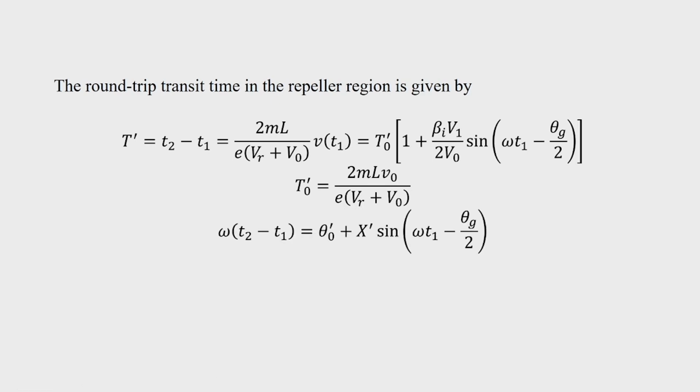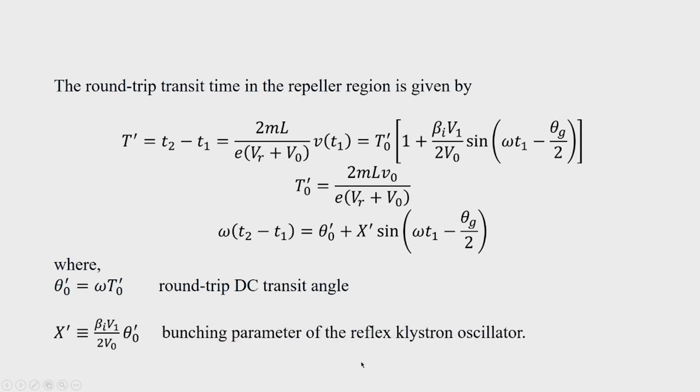Now, the transit angle can be found out by multiplying T 2 minus T 1 by omega, and this can be written in the form of DC transit angle theta naught dash. It is the round trip DC transit angle plus x dash sin(omega T 1 minus theta g by 2). Here x dash is the bunching parameter of the reflex Klystron oscillator, and it is given by beta I V 1 divided by 2 V naught theta naught dash.